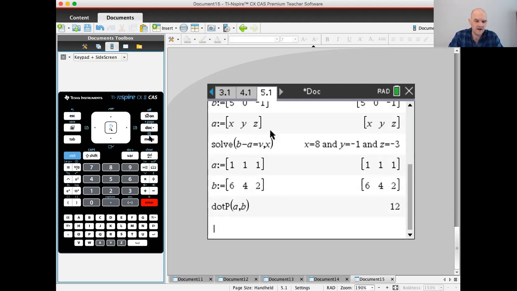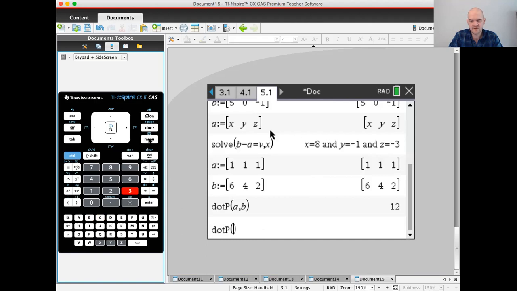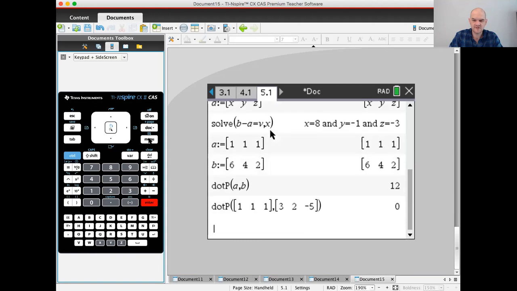but I do. And then I'll do the next, menu 7, C3. I'll just type in the vectors 1, 1, 1, and 3, 2, -5. And we should get 0. And there we do. All right. So that's it. Again, use your calculator every chance you get, because the better you are at your calculator, the more problems you can solve, and the more insights you can have.